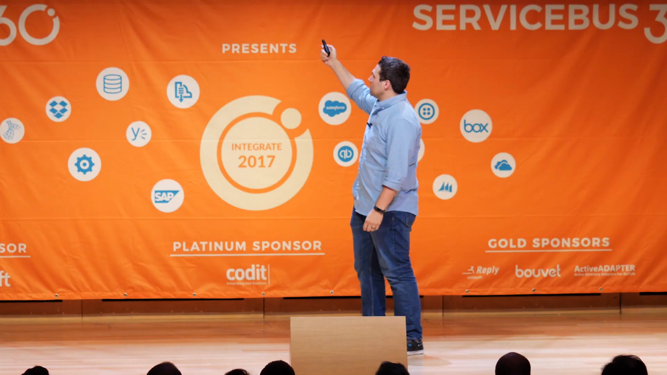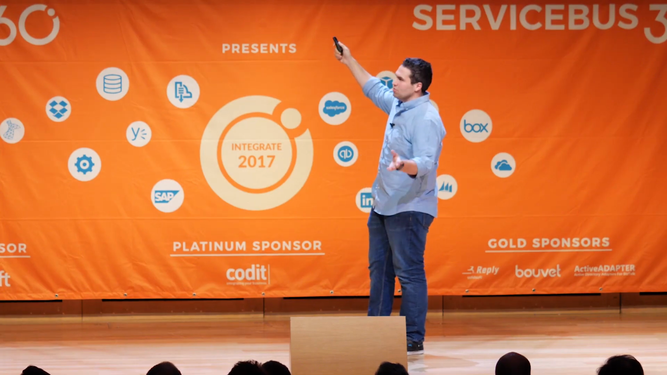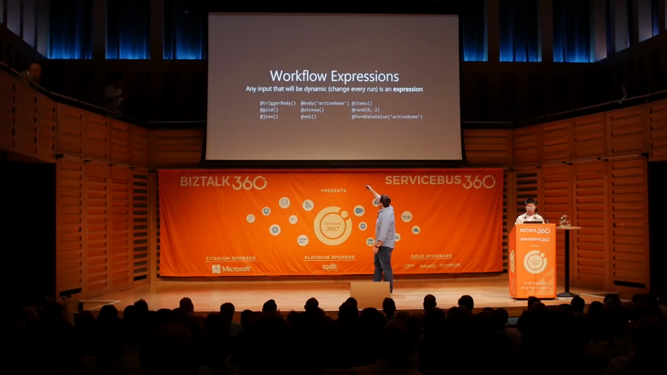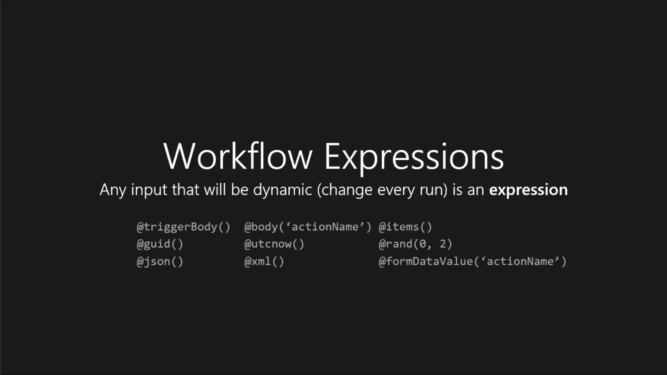@guid gives you a randomly generated, or a GUID, whatever. They're not randomly generated, they're just GUIDs. @utcNow gets you the time. You can do things like random to get a random number. JSON and XML can take a string and convert it into JSON or XML respectively, or between JSON and XML. And we have one that's formDataValue, for if you're working with any form data, you can pull out the value from your form.